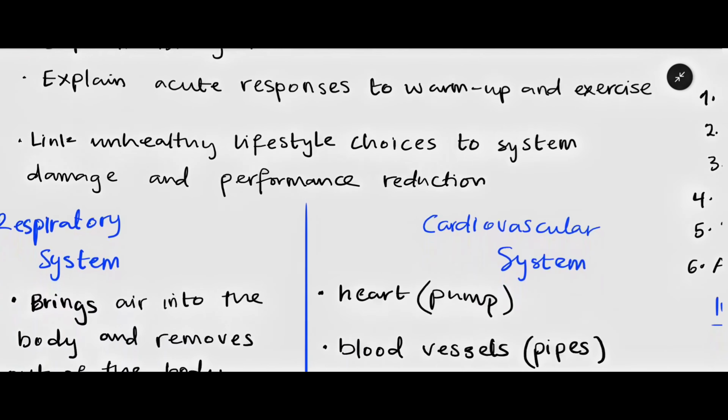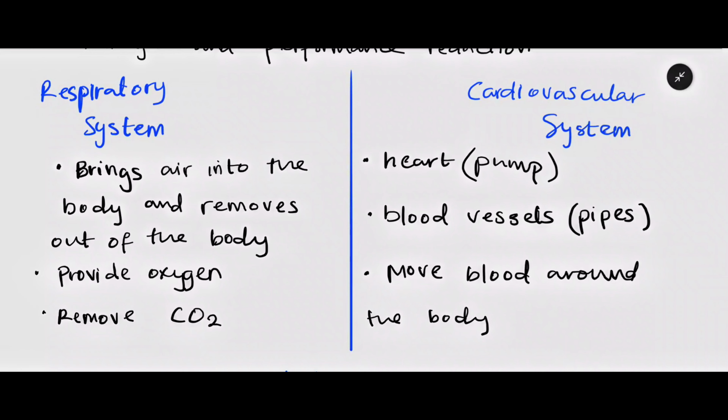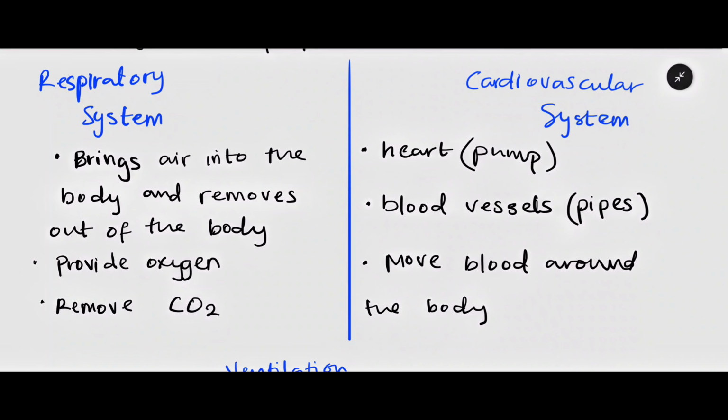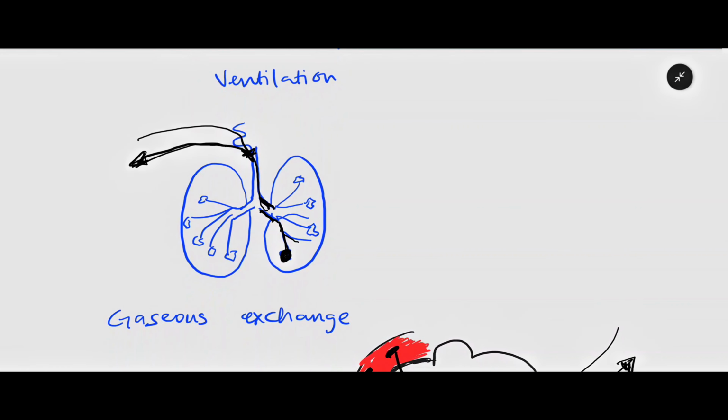So let's start with definitions. What do we mean by respiratory system and cardiovascular system? The respiratory system brings air into the body and removes air out of the body. So specifically, we're bringing oxygen into the body to provide the oxygen to the blood, and we're removing carbon dioxide from the blood. The cardiovascular system is made up of a pump and pipes. The heart being the pump because it pumps blood around the body, and the blood vessels carry the blood towards the heart and away from the heart. So, how do both of these systems work together? We're going to break it down into 5 simple steps.